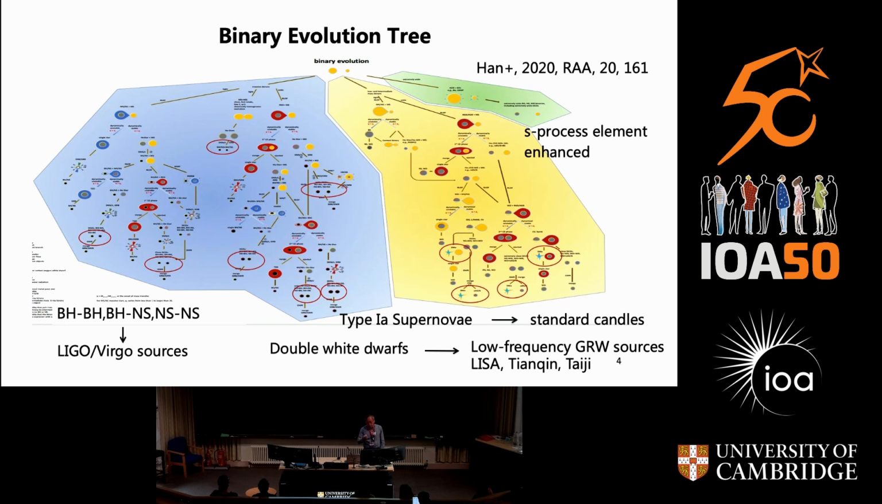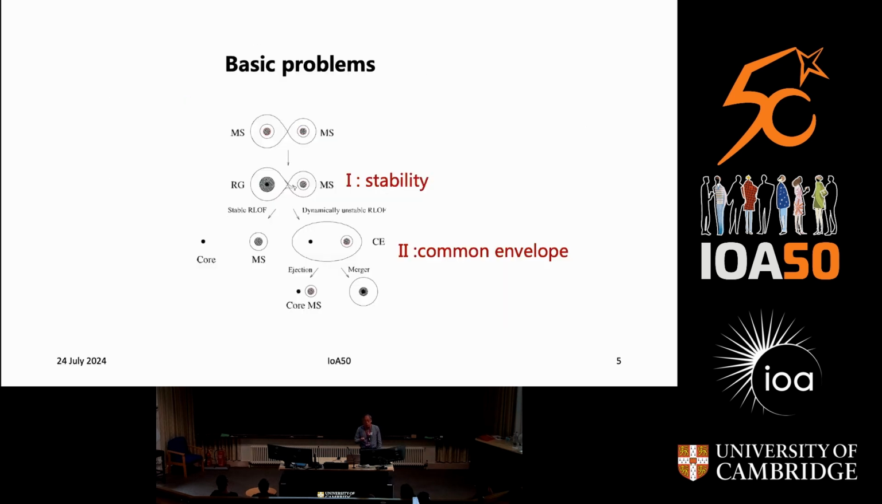So for binary evolution, there are lots of channels. They can produce LIGO-Virgo sources such as double neutron stars or double white dwarfs, type Ia supernovae, and lots of things. So binary evolution is very complicated. However, there are two major problems for binary evolution.